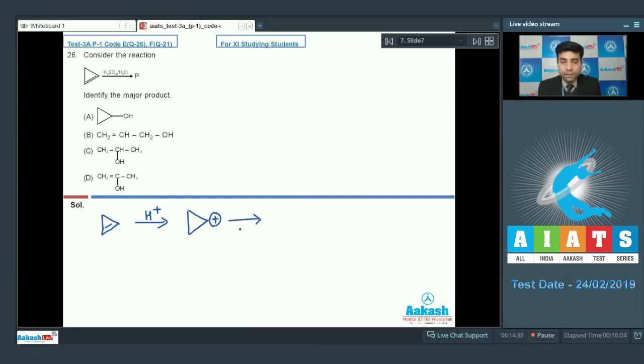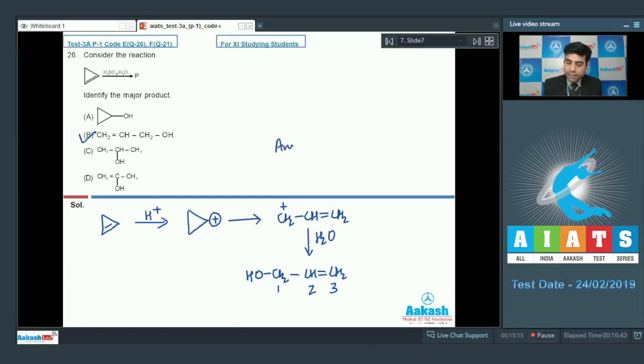This carbocation is unstable, because of which ring opening will take place and we will get an allylic carbocation, which on reaction with water gives us CH2=CH-CH2-OH. Its IUPAC name will be prop-2-en-1-ol. So if I go through the options, the correct answer is given in option B. And the correct answer for this question will be option B. Now let's move to the next question.